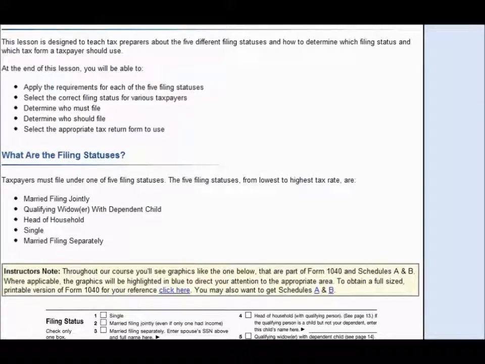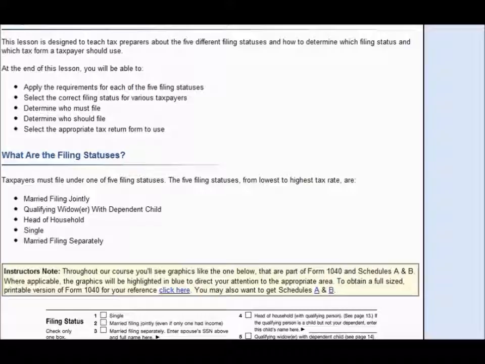Welcome back, everyone. In today's lesson, we will learn about filing statuses and those who should file a tax return. Note, this lesson is designed to teach you all about the 5 different filing statuses and how to determine which filing status and which tax form a taxpayer should use. At the end of this lesson, you will be able to apply the requirements for each of the filing statuses, select the correct filing status for various taxpayers, determine who must file, determine who should file, and select the appropriate tax return form for each.